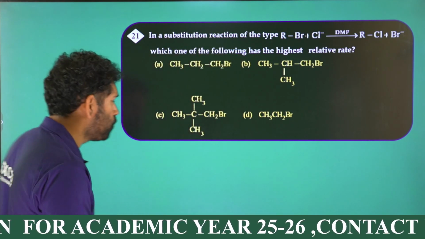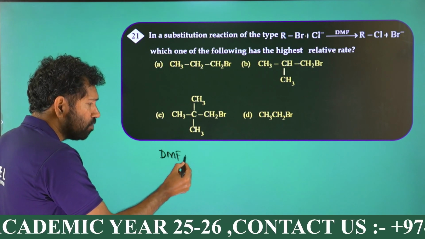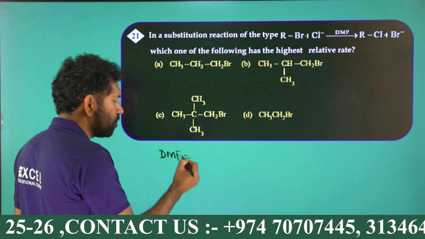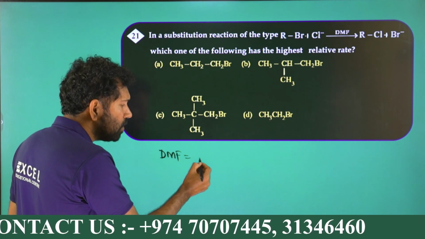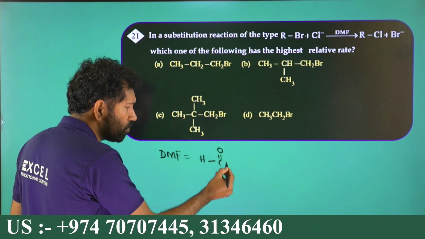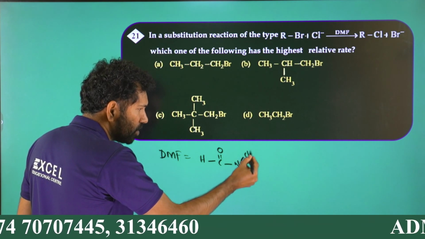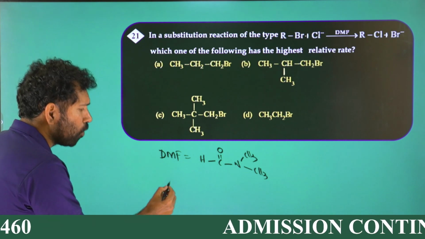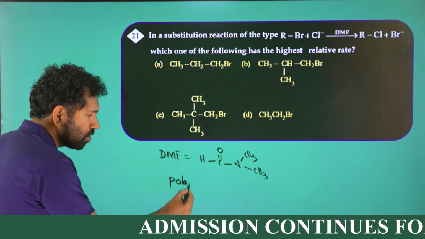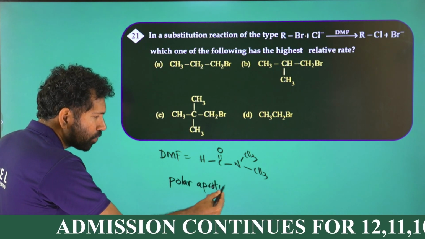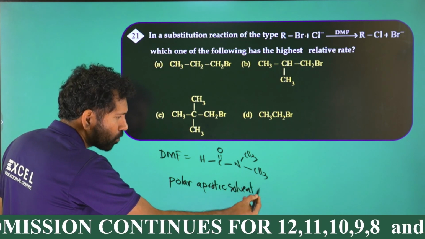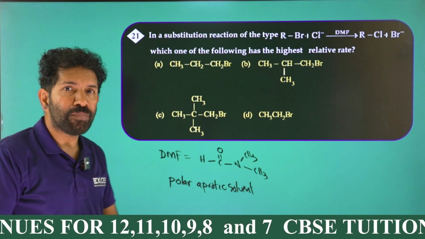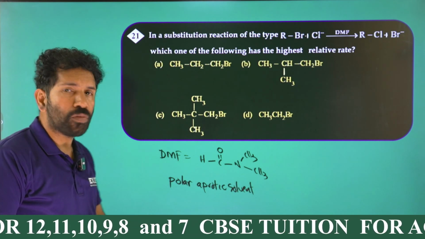What is the full form of DMF? DMF is N,N-dimethylformamide. The name of the compound is dimethylformamide. You can remember this: H, C double bond O, N, CH3, CH3. This compound is DMF. This is a polar aprotic solvent. So DMF is a polar aprotic solvent.